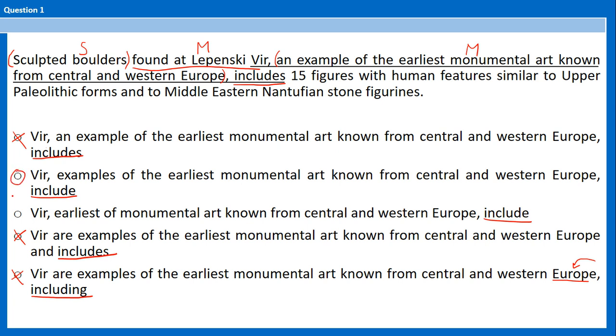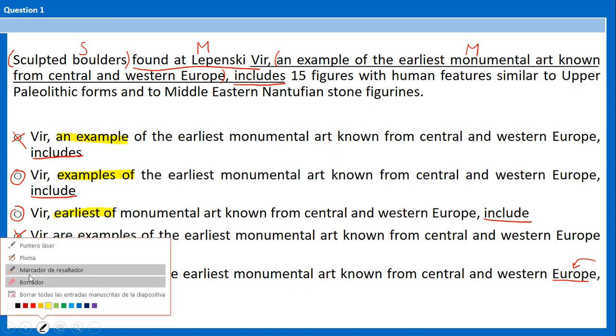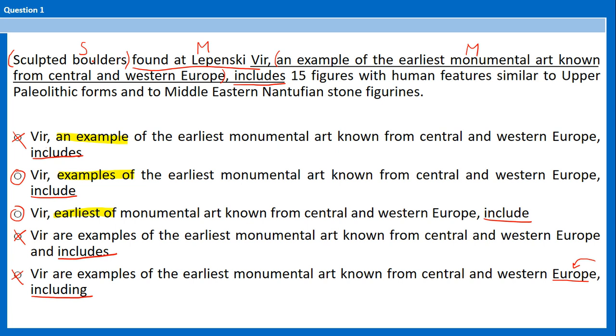So we're between number 2 and number 3. And okay, if you notice the beginning, they say an example versus examples versus earliest of monumental art. Since they're telling us that the boulders are examples of the art, I should keep that meaning. I cannot say that the boulders are earliest of monumental art. No, they are examples, plural. They are examples. So eliminate number 3. Keep the intention of the author. B is the best choice.